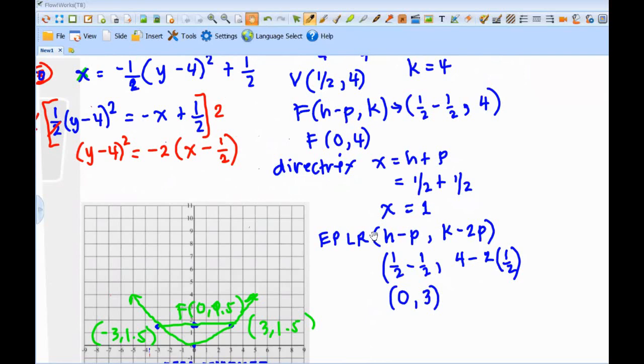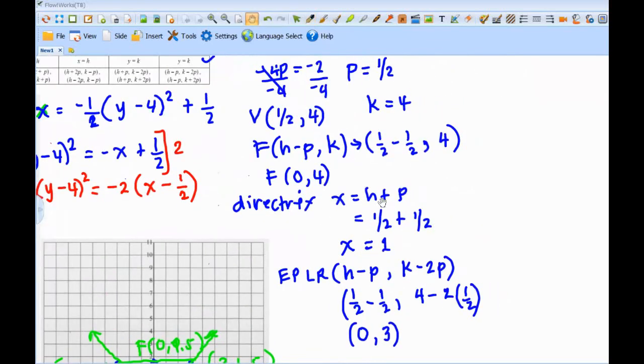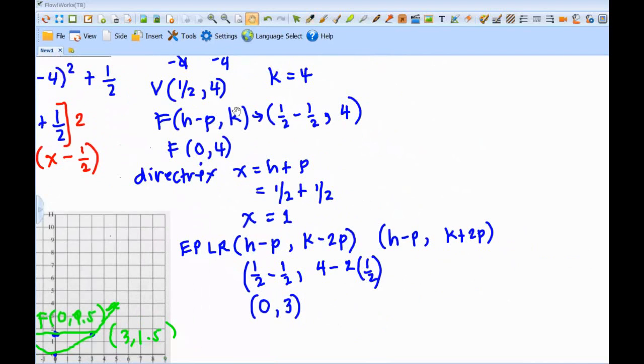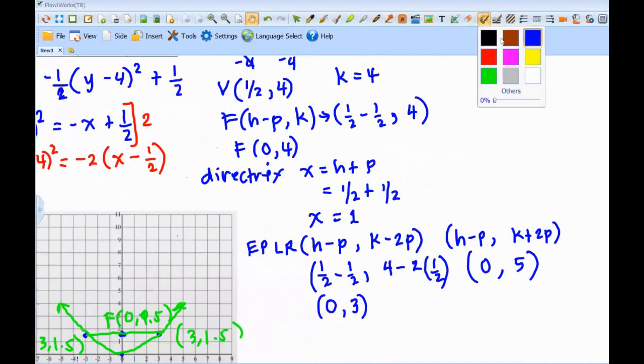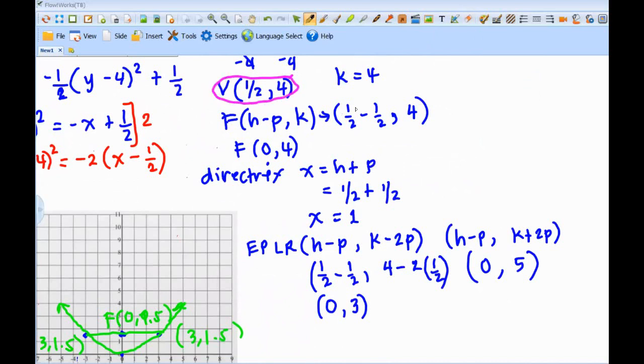Next, we have the other endpoint of the latus rectum, which is h minus p and k plus 2p. So simply the same thing here. This is 0, and we will add: 4 plus 1 will be 5. Now it's complete. We have the vertex, the focus, the directrix, the endpoints, and also the principal axis.